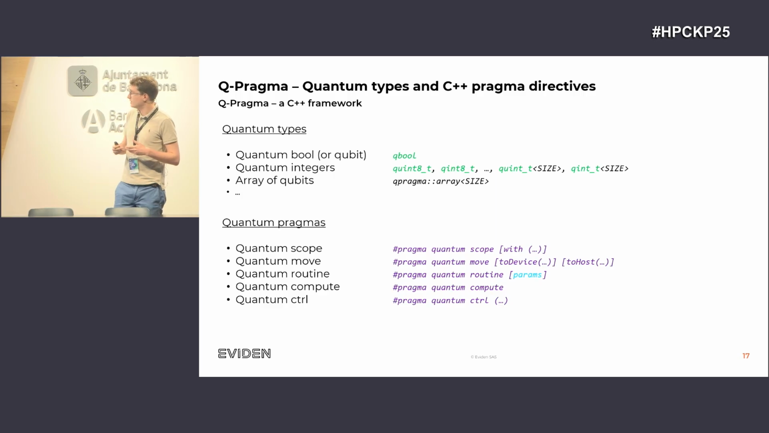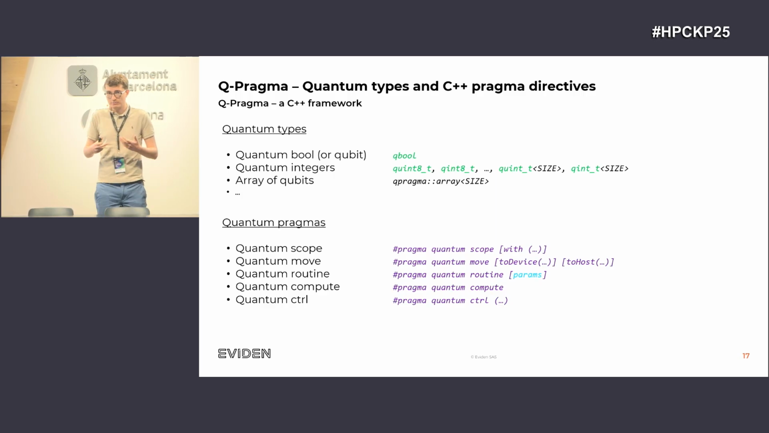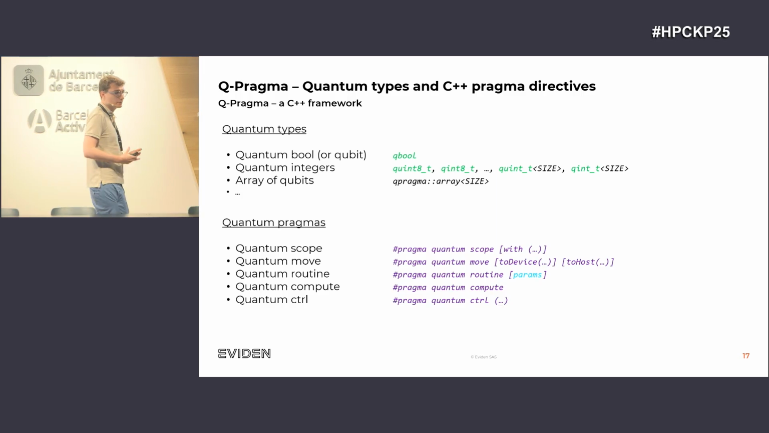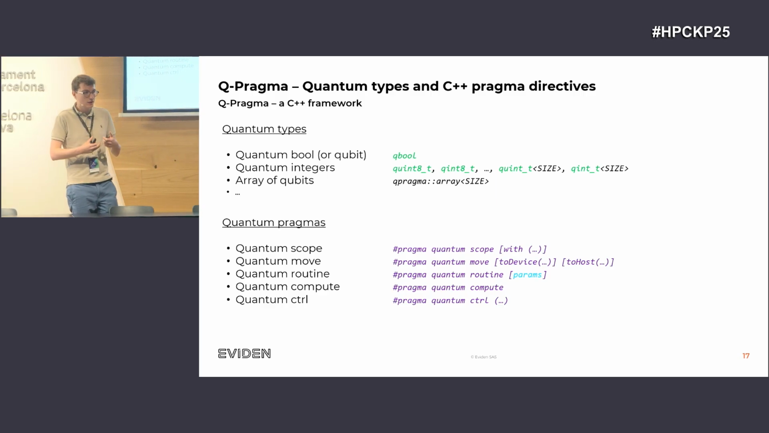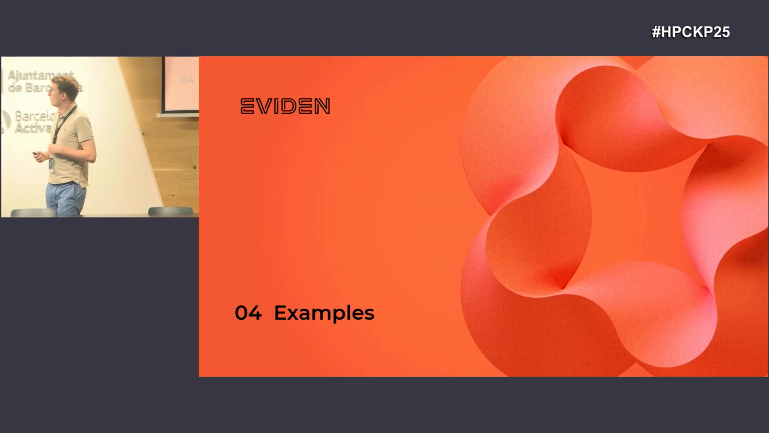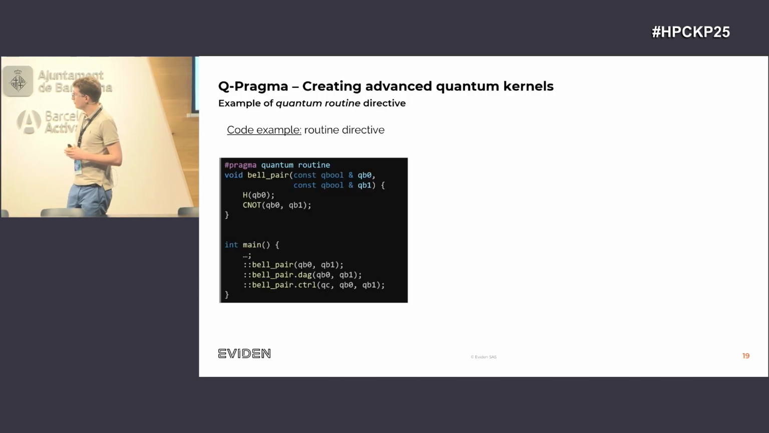So in fact, we decided to design Q-Pragma, which is a C++ framework that introduces some quantum types to allocate quantum memory, but also introduces some pragmas to extend C++ to be able to do hybrid classical-quantum computing. So I will give you some examples.